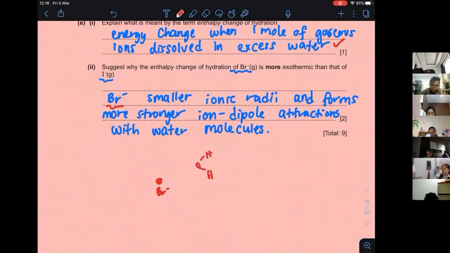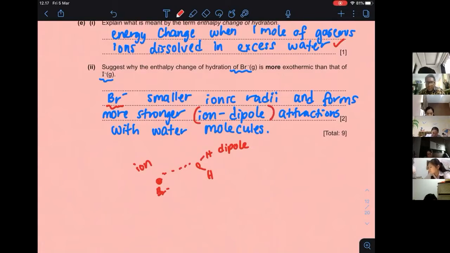Since it's smaller, there will be more formation of bonds. The bond that we are going to talk about is between the ion and the water, which has a dipole. Water has a dipole. That's why we call it ion-dipole attraction.